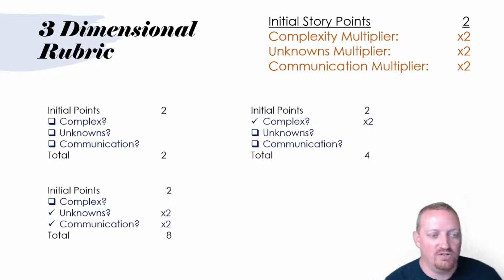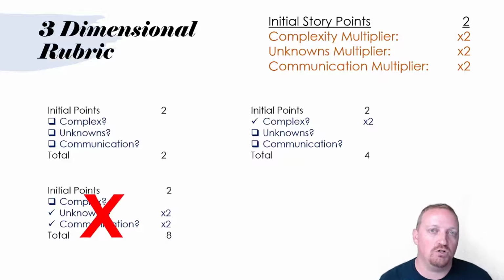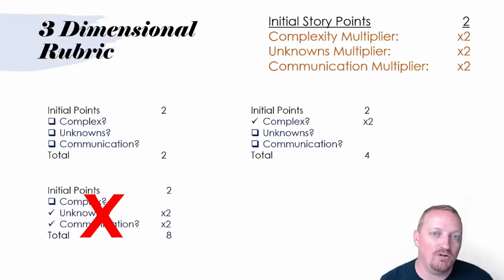So if there's 2 or more of these dimensions that are true, then we really shouldn't be trying to take on this story. It's acceptable to have 1 dimension of difficulty. That's going to be actually quite common. But once there are 2 or more of these dimensions, you really should be thinking about not doing the story and finding ways to resolve those dimensions of difficulty.